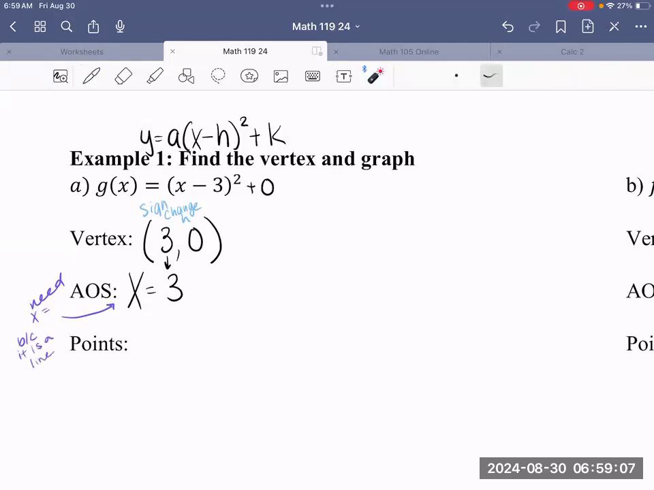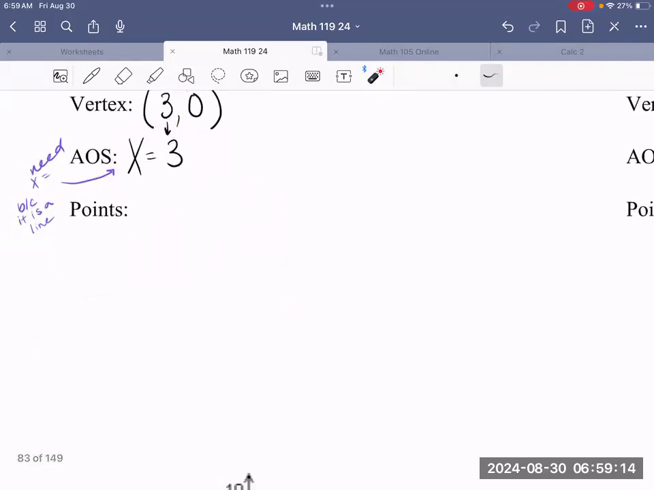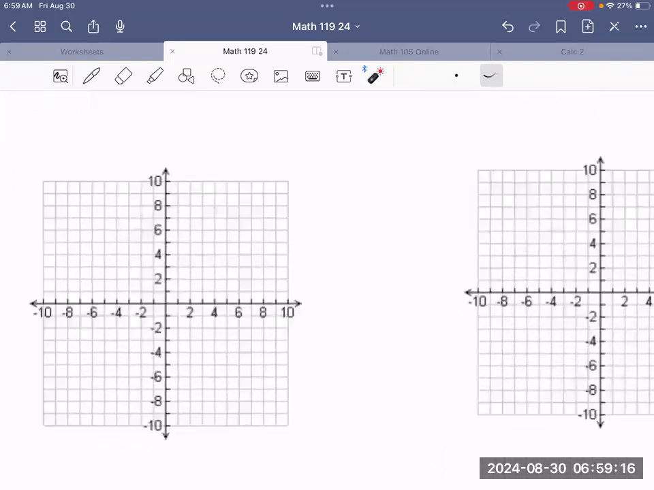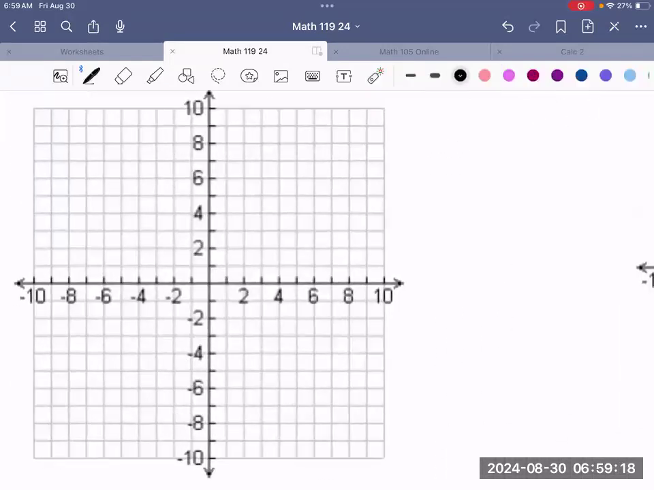So on a test, I will take off points if you don't have x equals and that value. So now let's figure out some points. So actually, before we figure out points, let's put your vertex on the graph. So we said it's 3, 0. So locate 3, 0 on your graph.